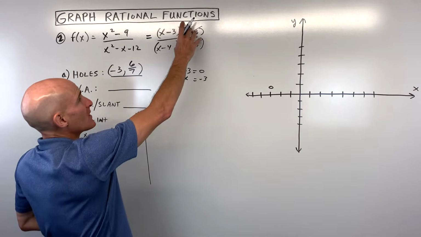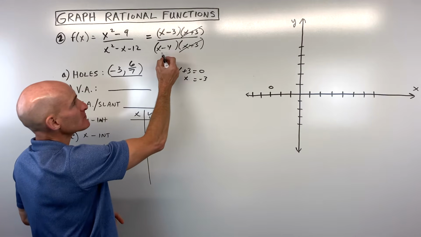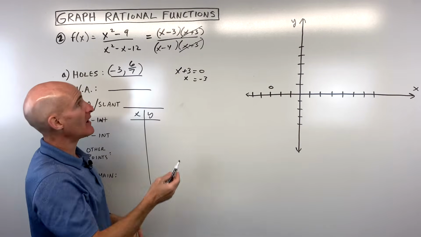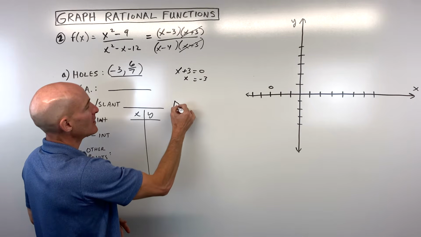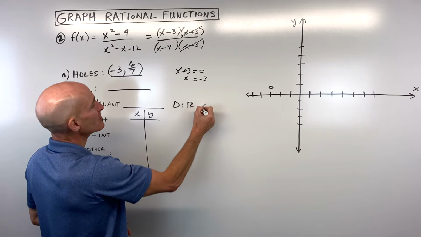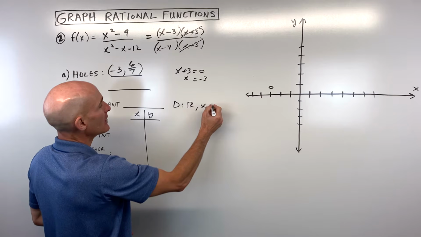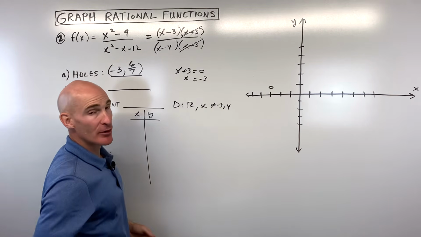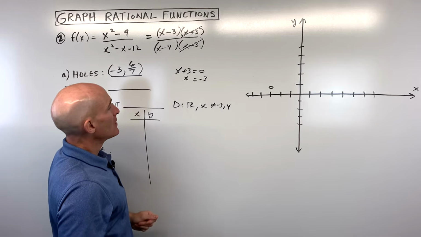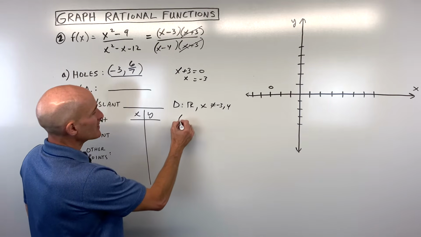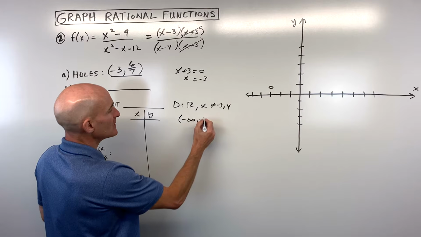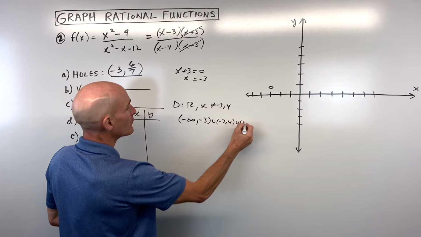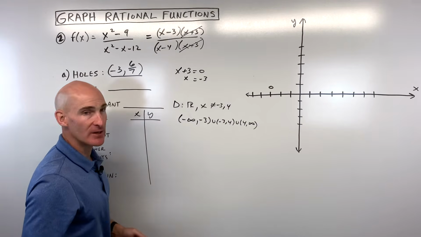Now, even before you cancel these factors out, you might want to analyze the domain. We said you can't divide by 0, that's undefined. So you can see that the domain is going to be all real numbers, but x cannot be negative 3, and it cannot be 4, because that would make the denominator 0, right? So you could also write it like this, from low to high, negative infinity to negative 3, and then from negative 3 to 4, and then from 4 on to positive infinity.